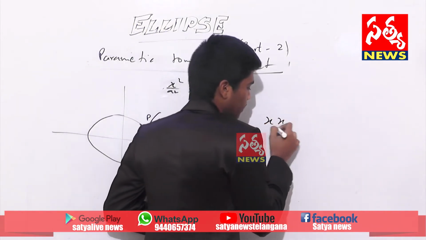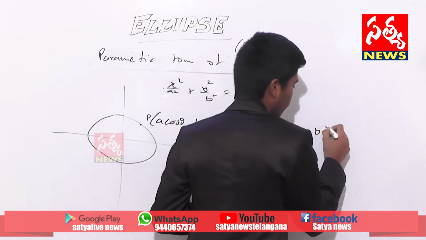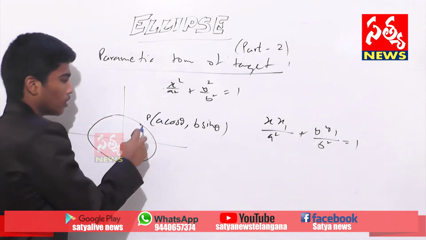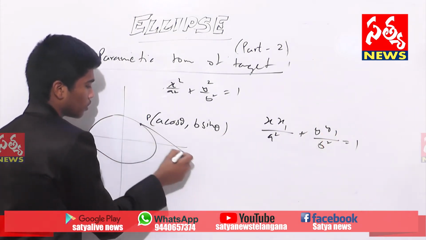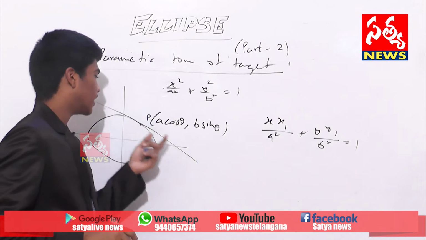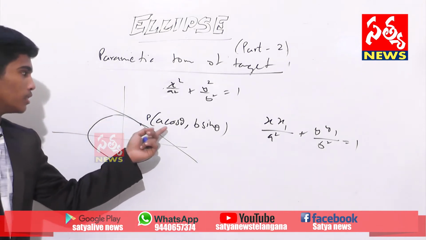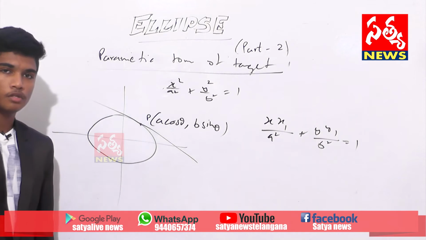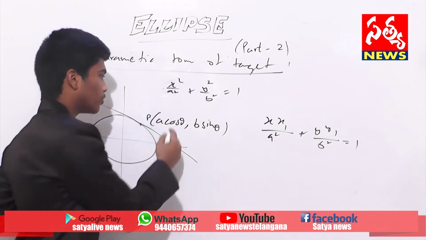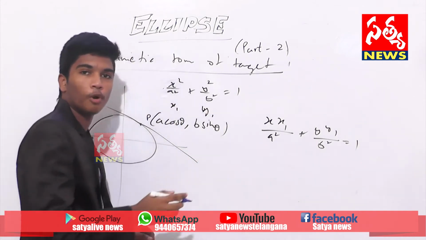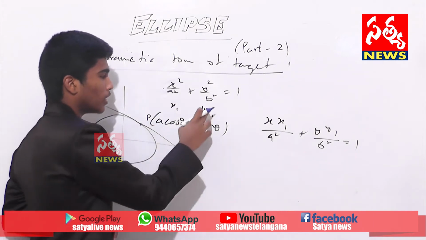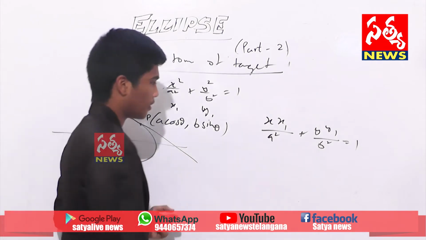Now, what is the point form? xx1 by a square plus yy1 by b square is equal to 1, right? This is the point form. Now, let us assume a tangent passes through point P, which is a cos theta and b sin theta. So now what we have to do? Just replace the value of x1. This is x1 and this is y1 according to the point form. Now simply replace the value of x1 as a cos theta and y1 as b sin theta.